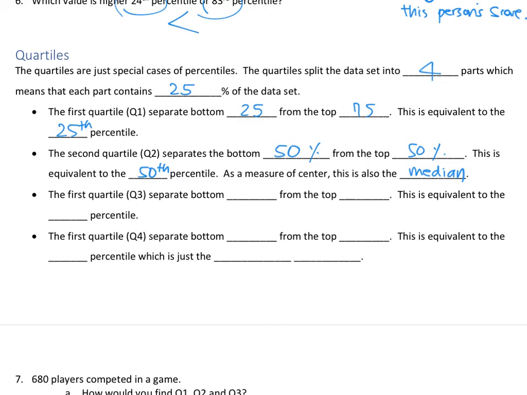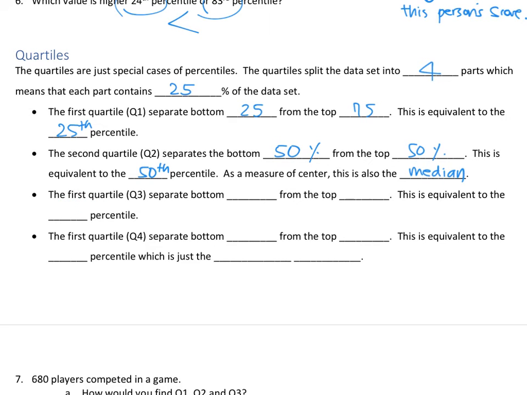For the median, we arrange people and then we pick the person in the middle. So that means half of the data set is lower and half of the data set is higher. That means 50% of the data set is lower and 50% is higher. So it splits the bottom 50 from the top 50. So this is the same thing. So second quartile can be called the 50th percentile or can be called the median. They're the same thing. All right, let's get the third.